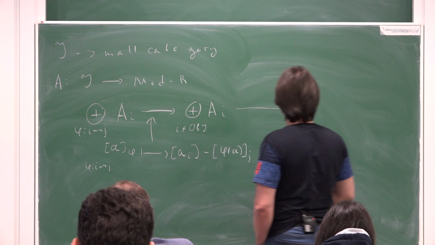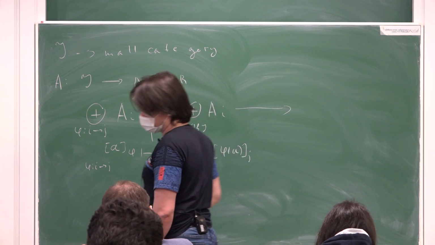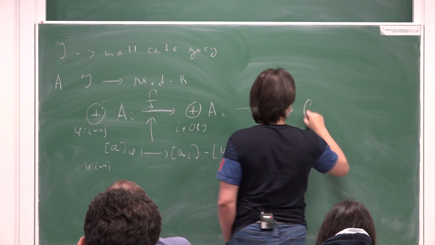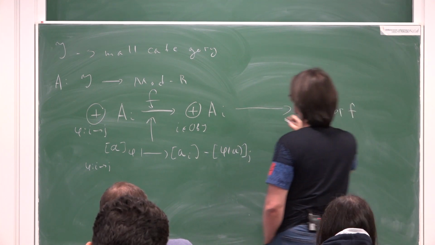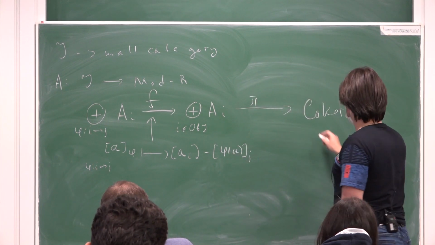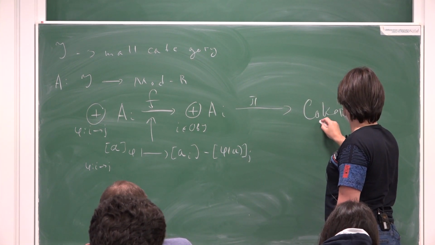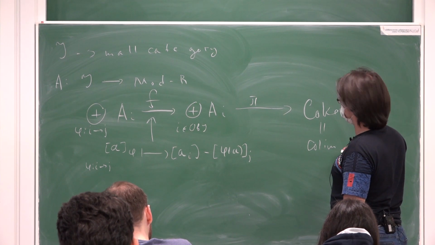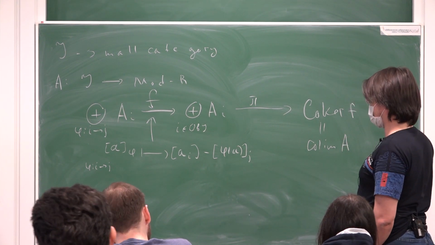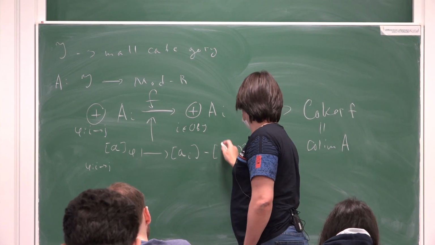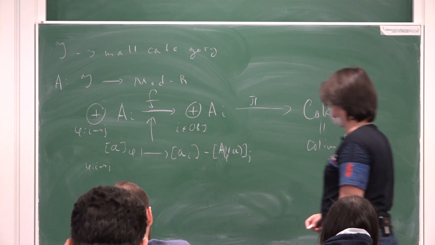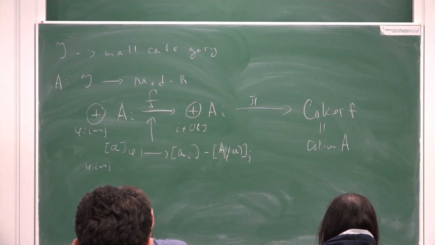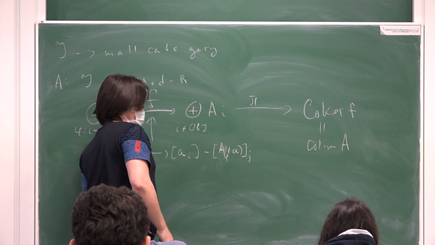And the kernel of this map, which is denoted by f, for example, and this map by pi, is the colimit of, sorry, the cokernel of f. It is the colimit of the functor A.